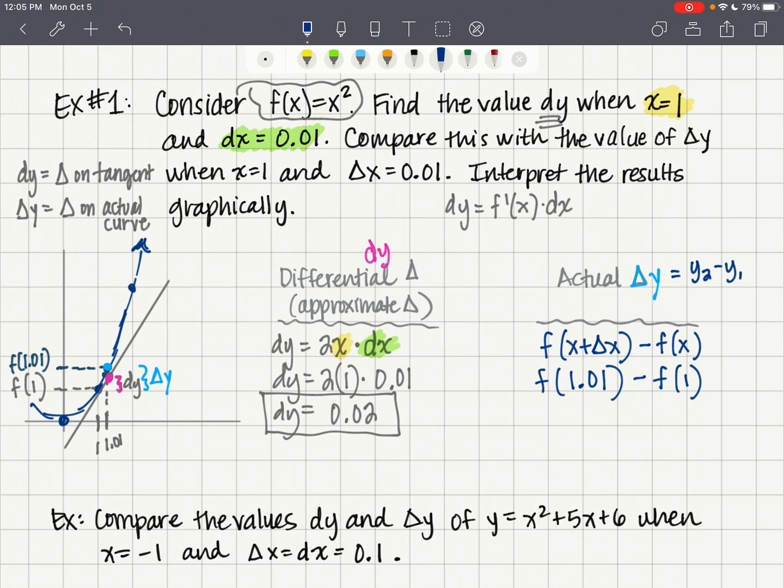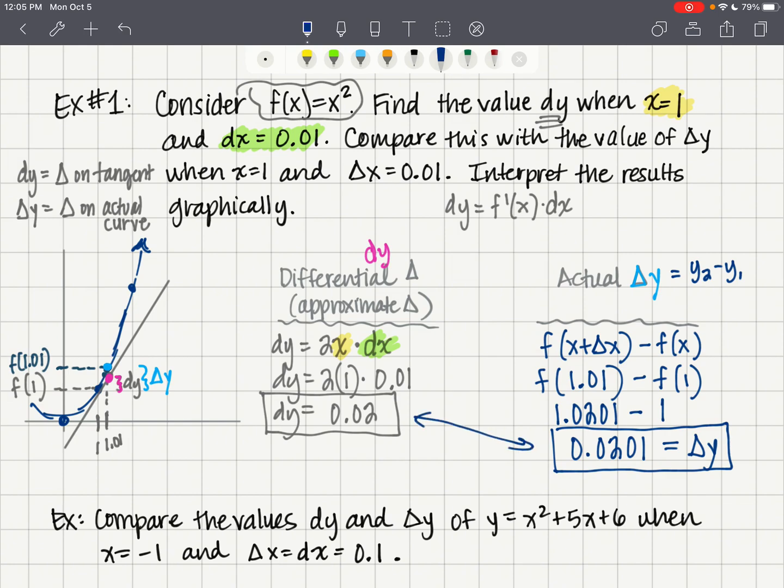So square 1.01 and you will get 1.0201. Then we have to substitute in a 1 for x and we get minus 1. Well, this subtraction I feel pretty good about. That's 0.0201. And that's what delta y is equal to, which is just slightly higher than dy.